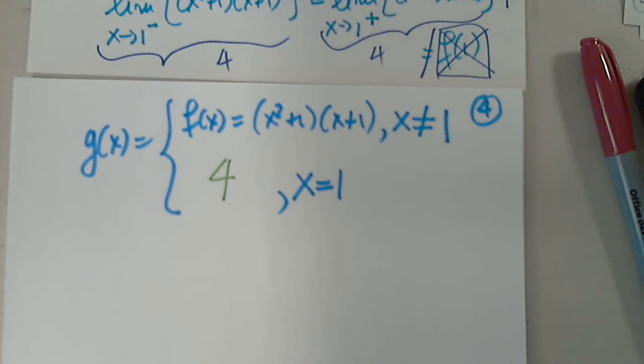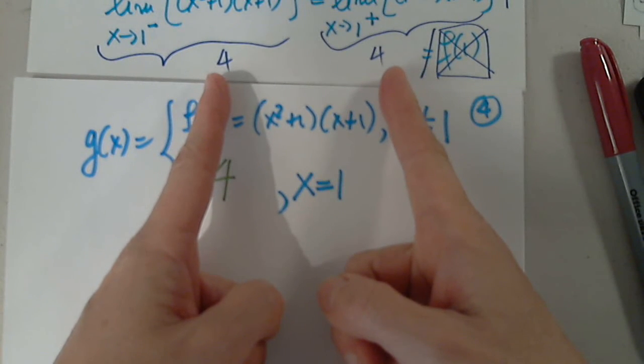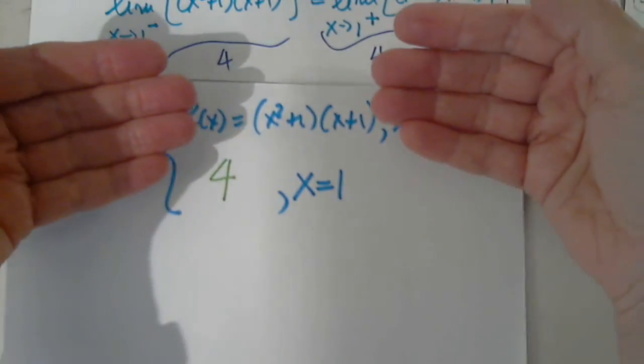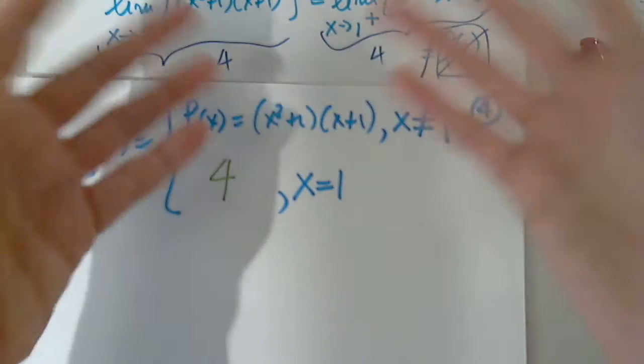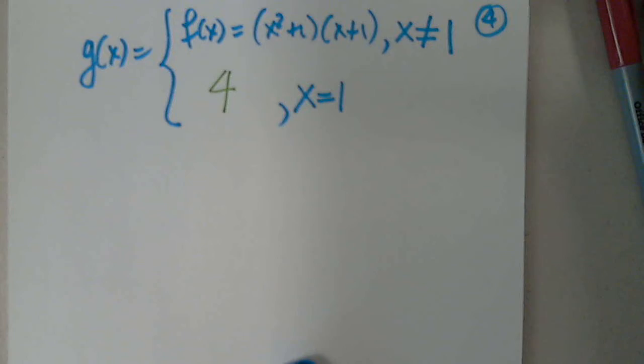Yes. Excellent. Of course. Look at the limits. That's why I put them there. If the limit from the left and limit from the right is 4, the function value has to be 4. If it's not 4, g of x will not be continuous everywhere. That's why I wrote them there. Does it make sense?